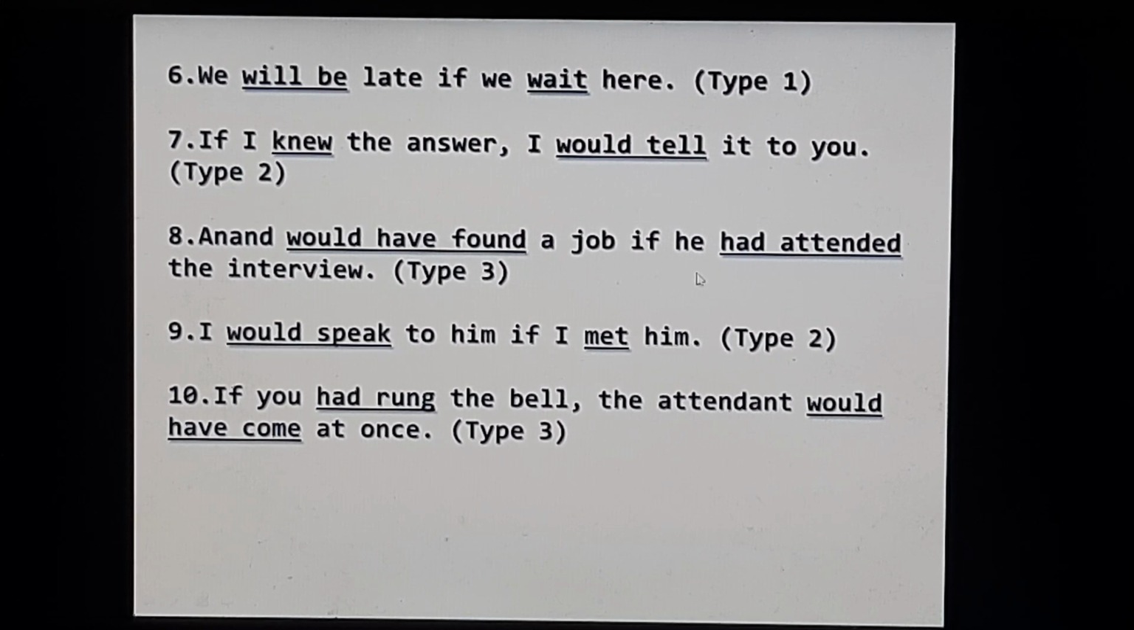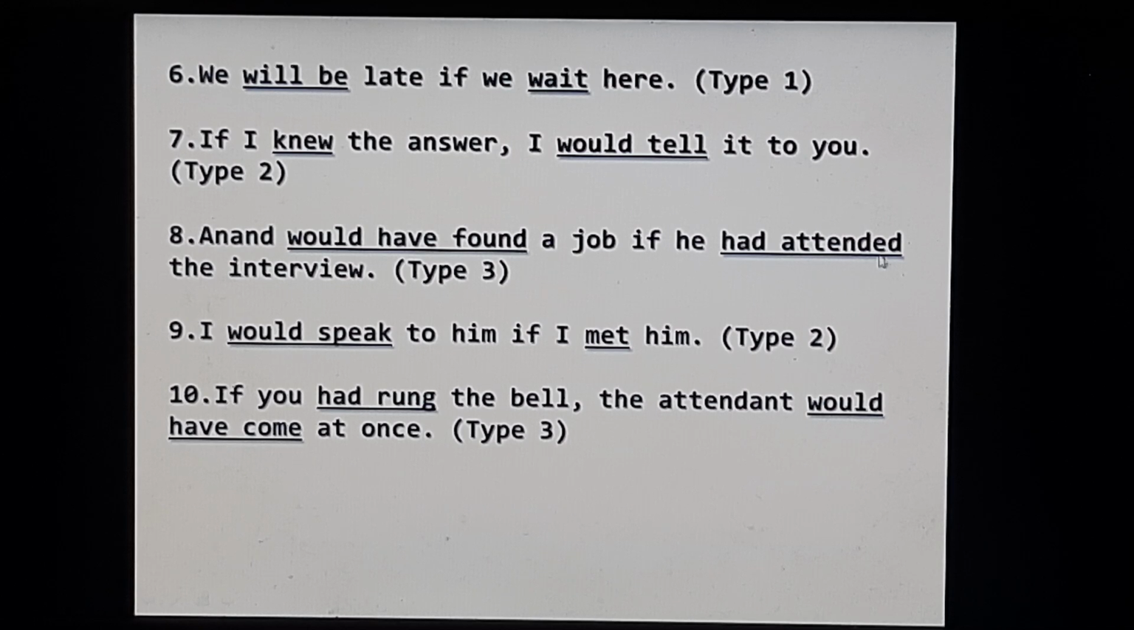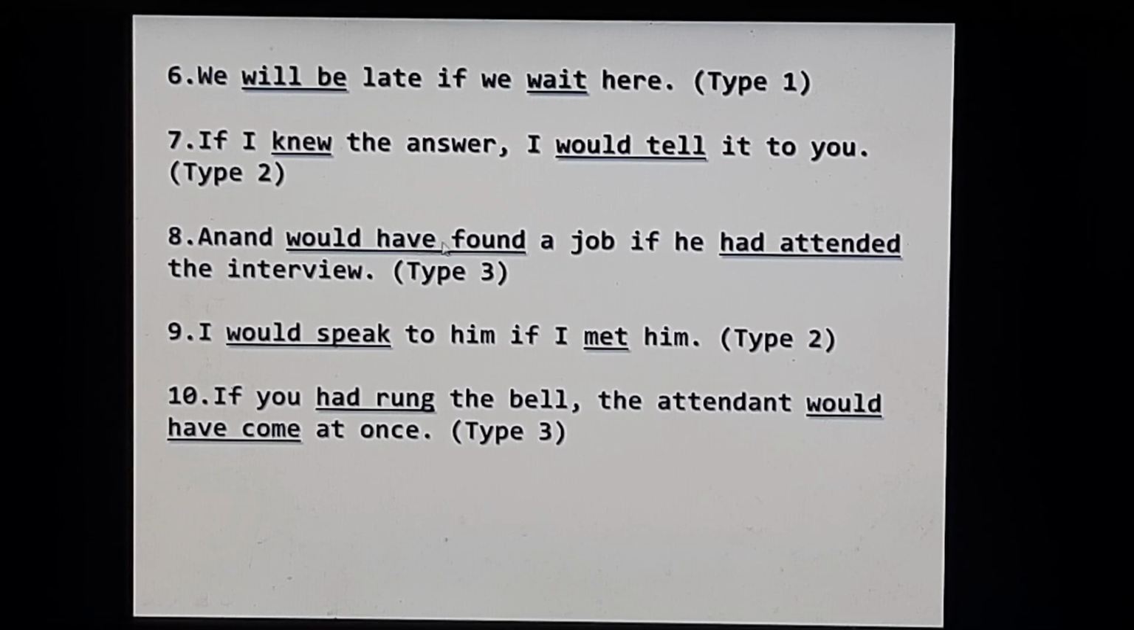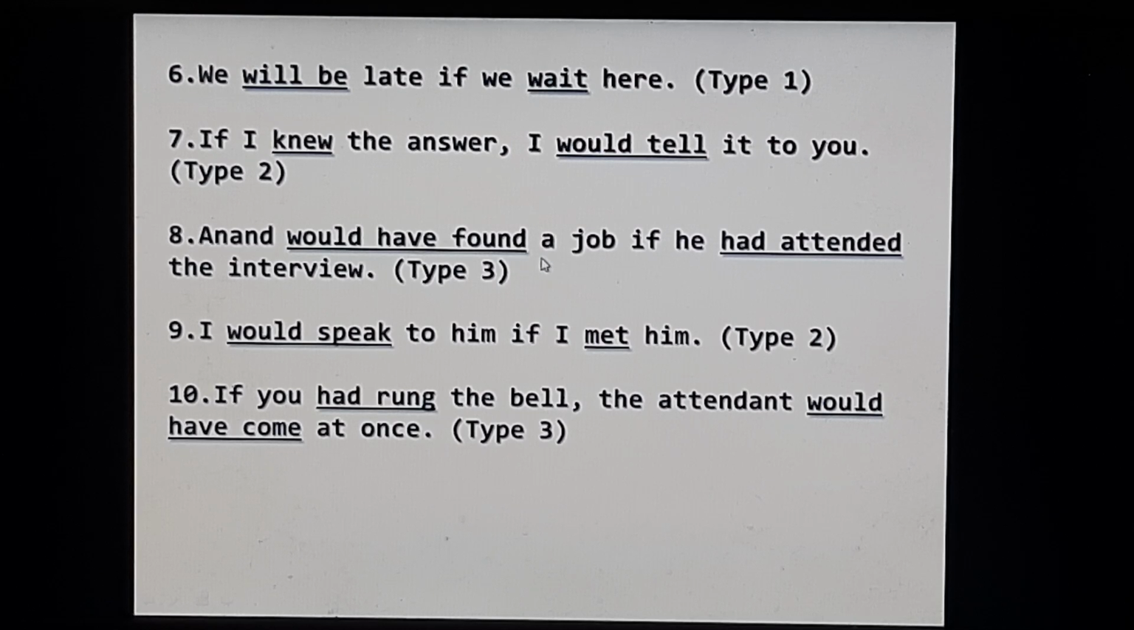Anand would have found a job if he had attended the interview. Your if clause is, if he had attended the interview. Had attended is your past perfect. So the verb in the main clause should be would have plus the past participle of find, which is found. It is type 3 condition.